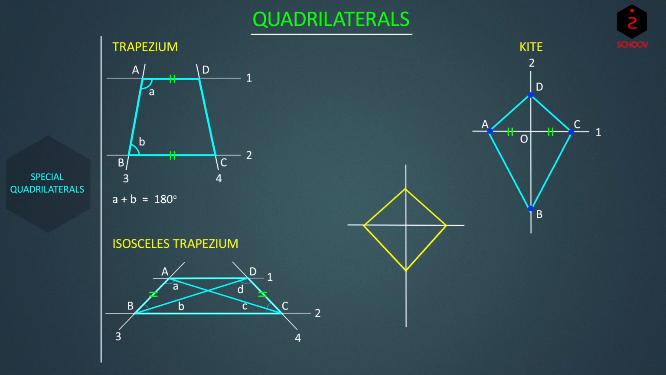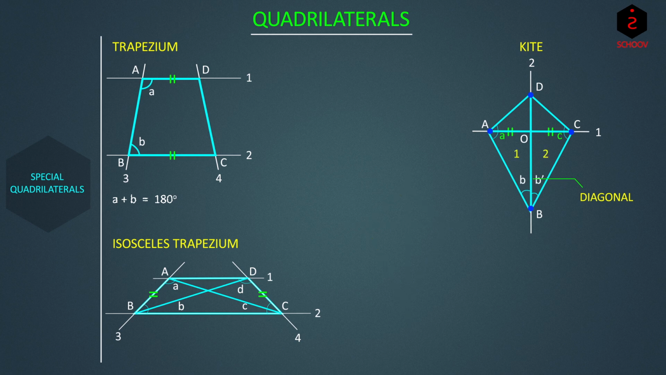Actually, if we stretch one end of a rhombus, we get a kite. The perpendicular lines are diagonals of the kite. Since we have stretched a rhombus, only angle A and C are equal, but BD bisects angle B and D. So B is equal to B'. Also, triangles 1 and 2 are congruent because all corresponding sides are equal, that is AB and BC, AD and DC, and BD. This is the SSS congruency condition.